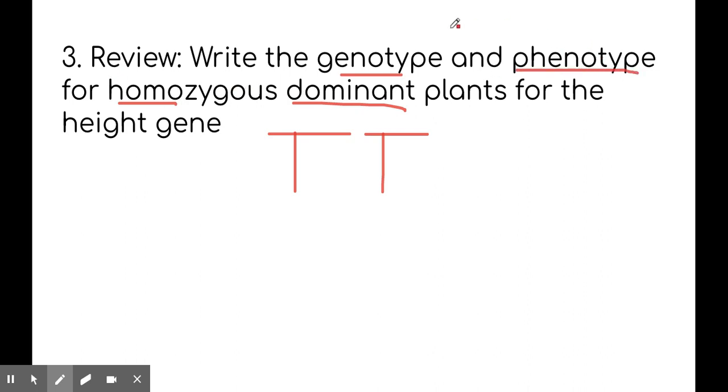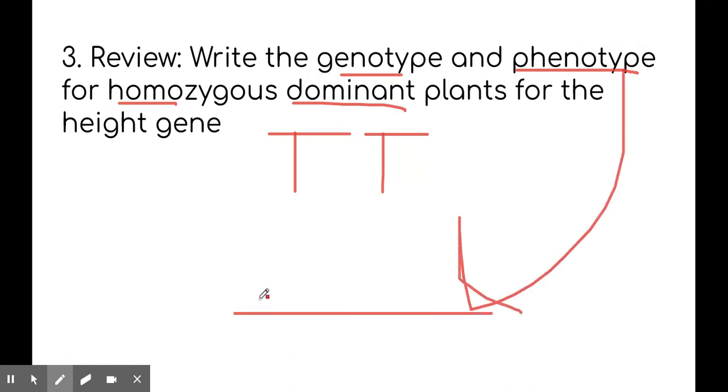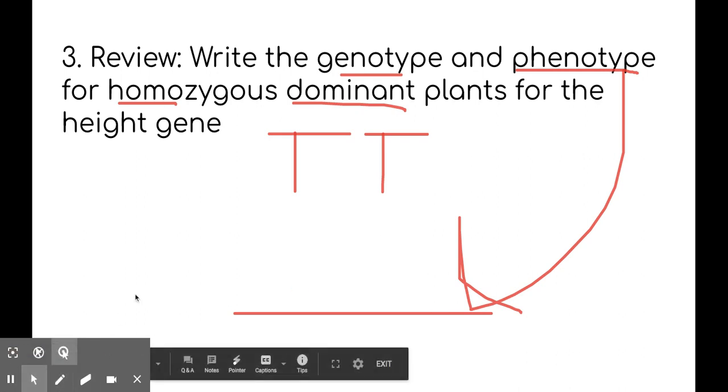But what is the phenotype? What do we actually look like? So if you have two capital T's, you have the two dominant alleles, are you going to look tall or short? So in your notebook, I want you to answer that question right underneath the genotype. Are you going to look tall or are you going to look short?